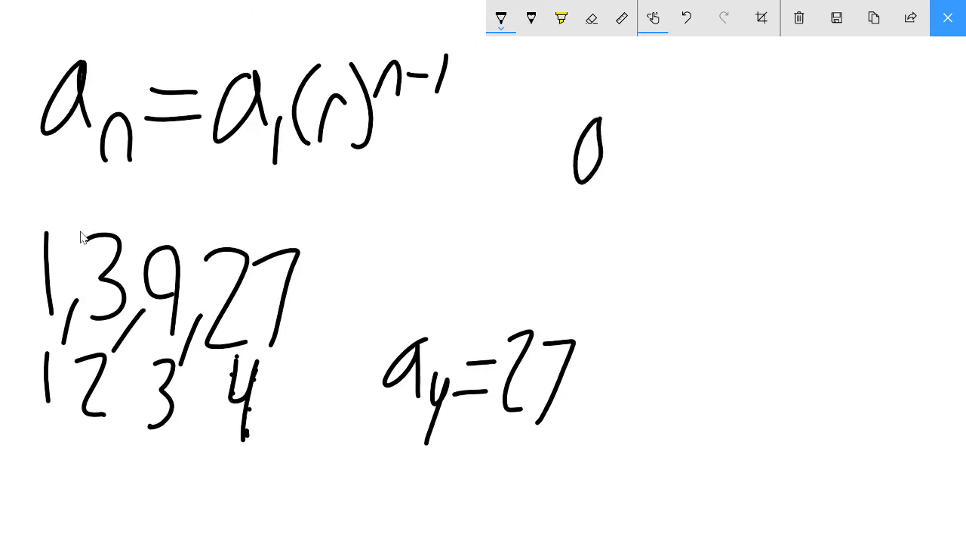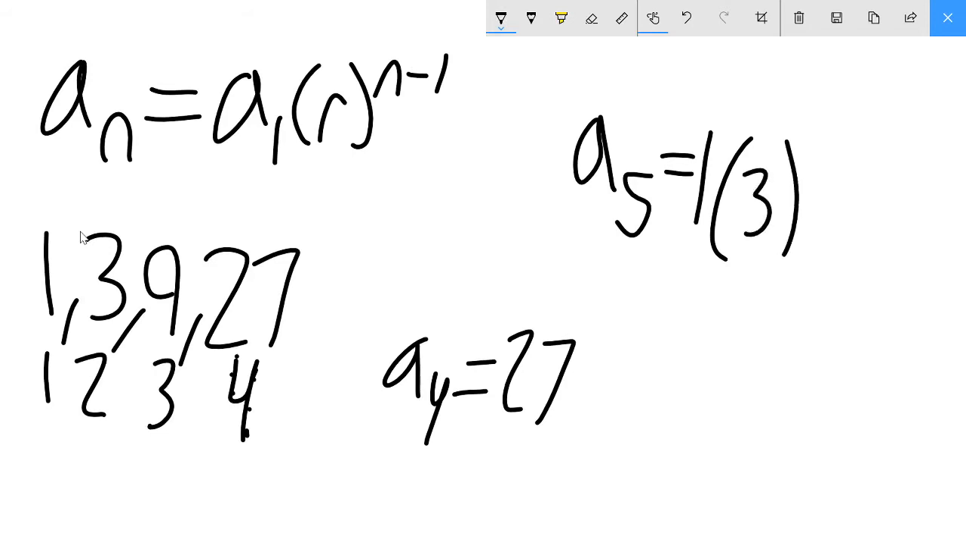So we know that a subscript 5 is equal to a subscript 1, that's always the first term, so that's 1, times r to the power of n minus 1. r is the number you multiply by. In this case, r is 3. We want to figure out the fifth term, so n minus 1, 5 minus 1 is 4. So we end up with 3 to the power of 4 times 1. So 3 to the power of 4 is 81.